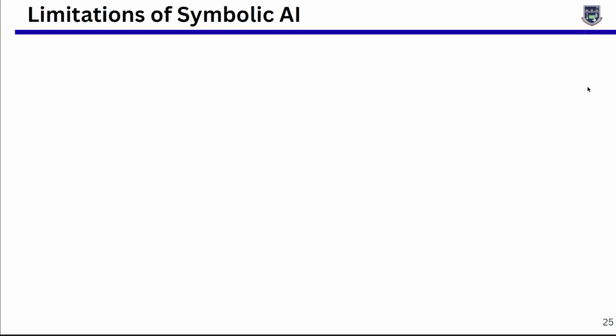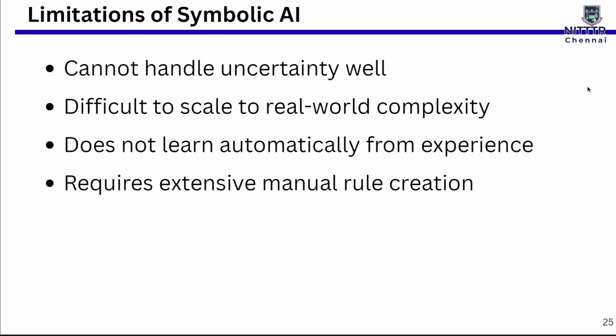So next we'll see the limitations of symbolic AI. Despite its success, symbolic AI has some major limitations. The first one is that symbolic AI cannot handle uncertainty well, it is difficult to scale to real world complexity, it does not learn automatically from experience, and it requires extensive manual rule creation.